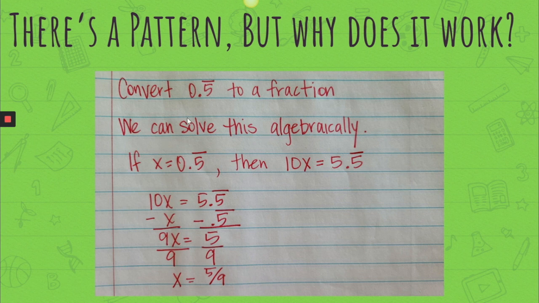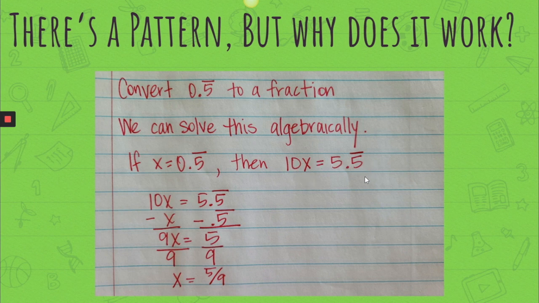What we want to do is focus on the example that we're given, and we're going to set that number equal to x. So x for this problem will be equal to 0.5 repeating. And in order to have an equation to work out, we're also going to need another fact. The other fact that we need is that 10x is equal to 5.5 repeating.